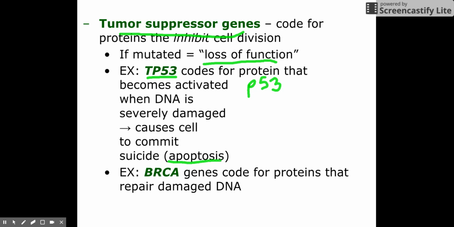Another example is the BRCA genes that code for proteins that repair damaged DNA as well. People with mutated forms of those genes have a much higher likelihood of developing cancer because damaged DNA makes it to the next generation. Those mutations accumulate, and the cell continues to replicate even though there is damaged DNA and problems with the cell cycle.